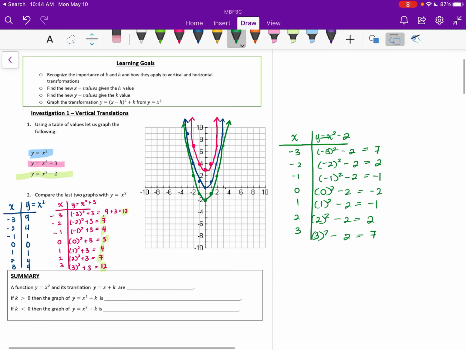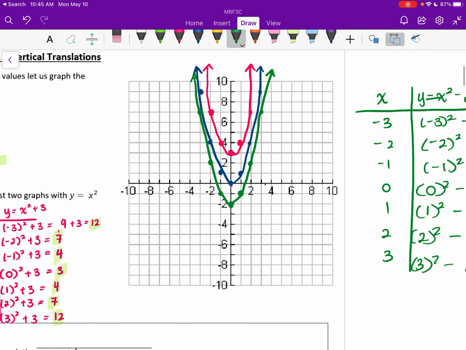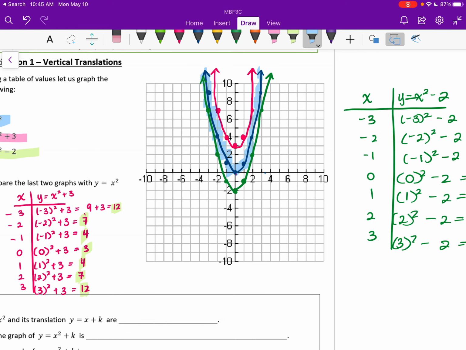All right. So if you look at this, and I'm just going to go back and highlight my original graph. That was this blue graph, right? The pink and the green graph are basically the blue graph just shifted up or down, right? So you'll notice that with the green graph, we just took all the y's and shifted them downwards, right? With the pink graph, we took them and shifted them upwards.